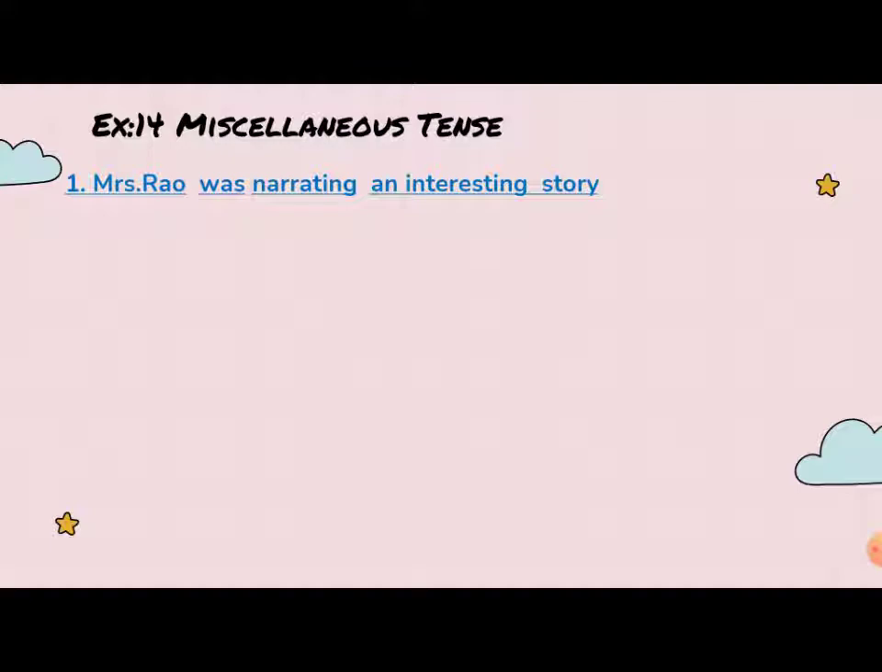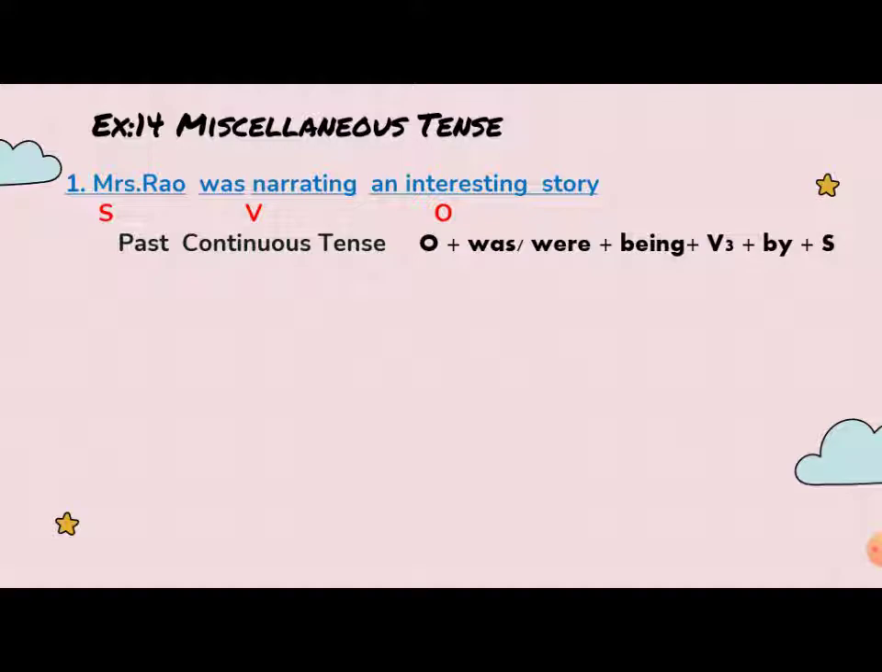Mrs. Rao was narrating an interesting story. So here the subject is Mrs. Rao, the verb is was narrating, and the object is an interesting story. Now after identifying the subject, verb, object, the next step is identifying the tense. So was narrating is which tense? Past continuous. So what is the structure of past continuous? Object plus was, were plus being, B-E-I-N-G, plus the past participle form. So what will be the answer? An interesting story was being narrated by Mrs. Rao.